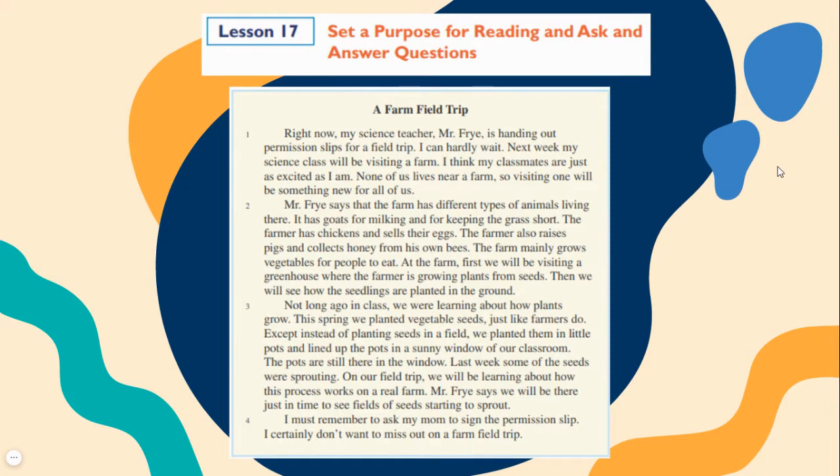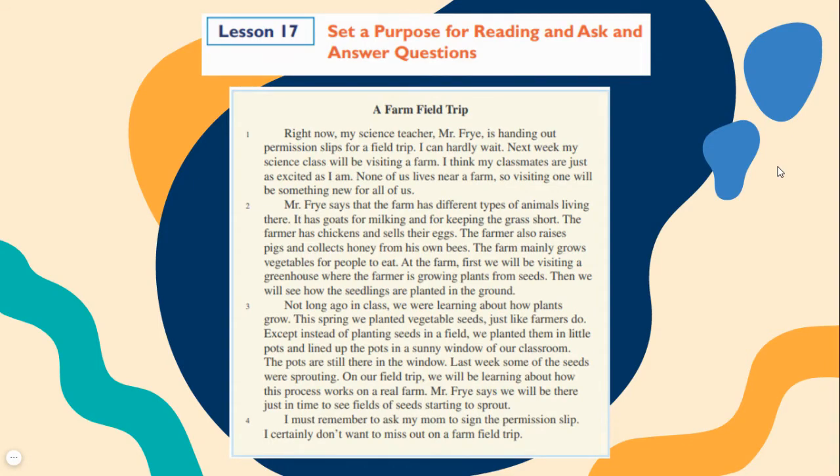Mr. Fry says that the farm has different types of animals living there. It has goats for milking and for keeping the grass short. The farmer has chickens and sells their eggs. The farmer also raises pigs and collects honey from his own bees. The farm mainly grows vegetables for people to eat.